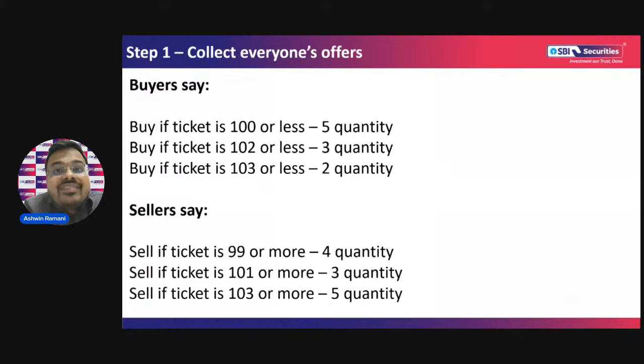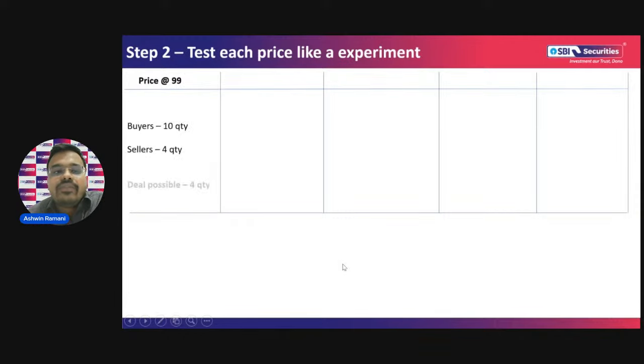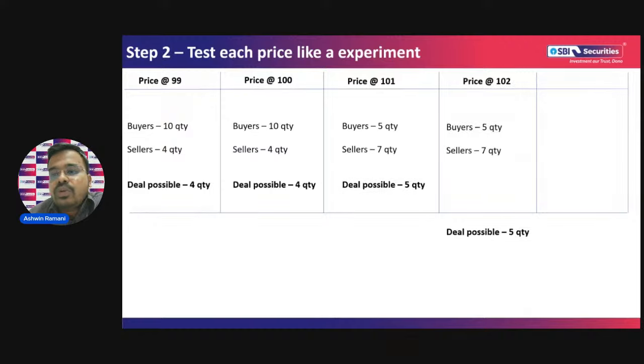But for sellers, Prajna ma'am is saying 7. No, 7 is a wrong answer. 13 again is a wrong answer. 12. Arpita ma'am, Siddharth ji, Harish ji, Kishore ji are saying 12. Great. Arun ji, Sudhakar ji, perfect. So 12, because see, 99 or more, that is 103 covered. 101 or more, again 103 covered. 103 or more, again 103 covered here. So the total selling quantity will be 12, and buying quantity will be 2.